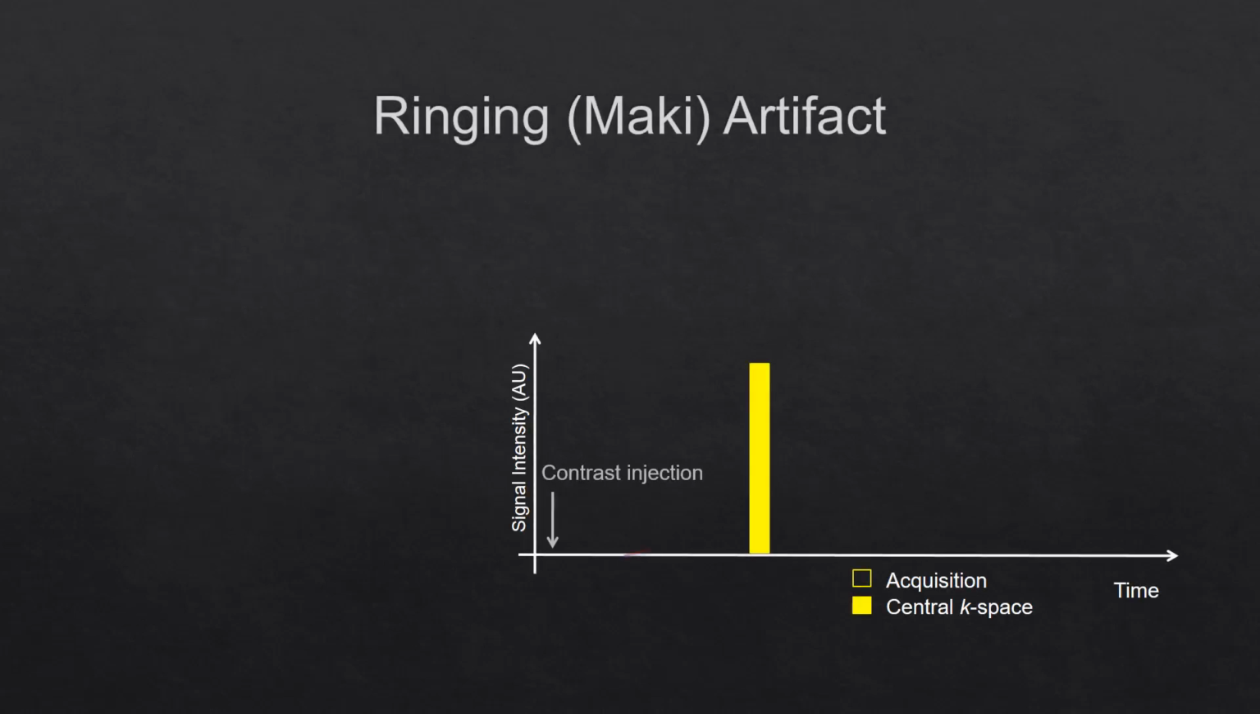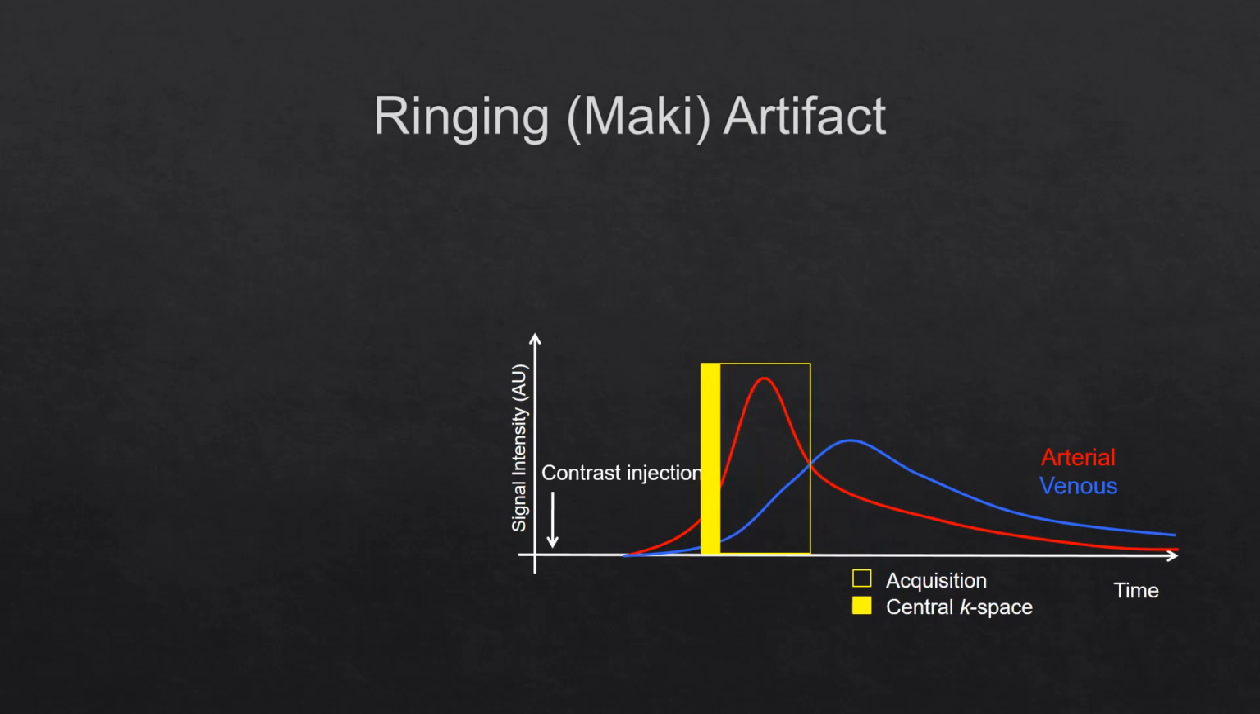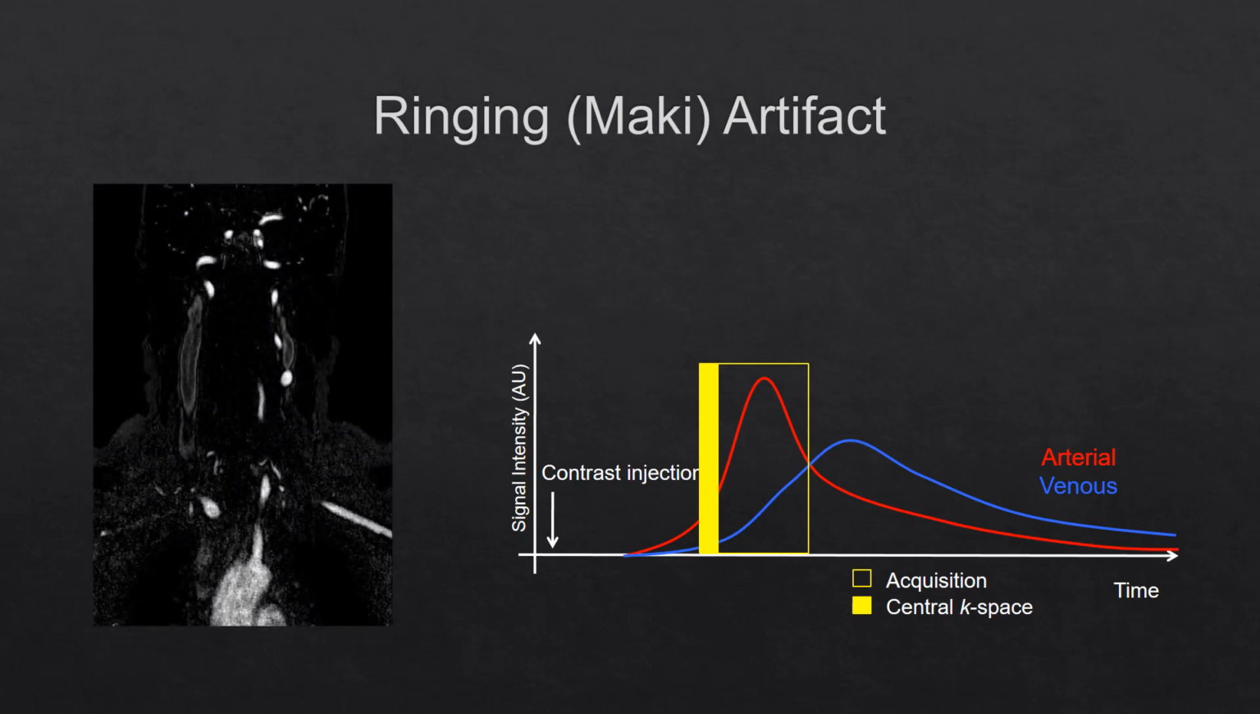The first one to discuss is regarding timing. This is ringing, or Maki artifact. So the filling of K-space should be coordinated with the administration of contrast. But if the filling of K-space happens too early, where there's a rapid rise in gadolinium concentration, this can result in ringing artifact. And this is what this looks like.